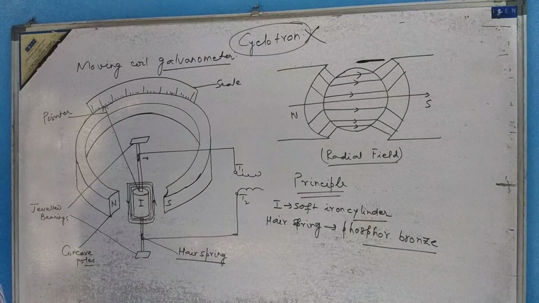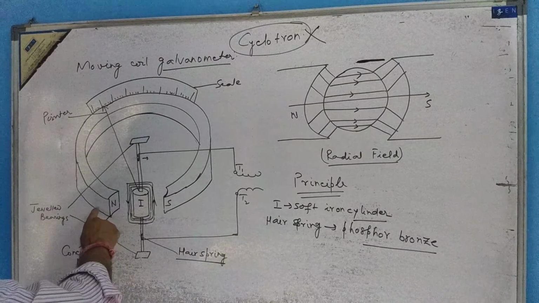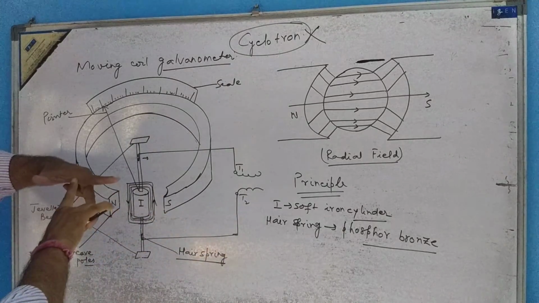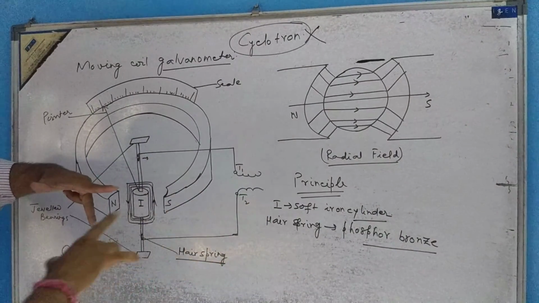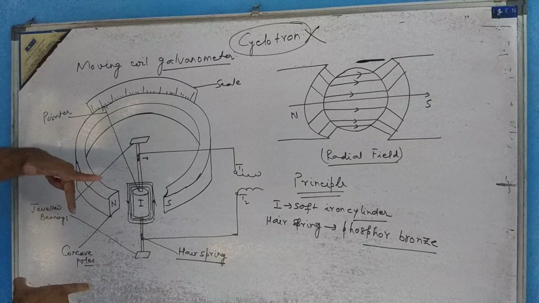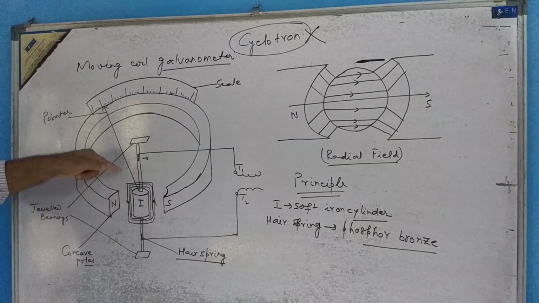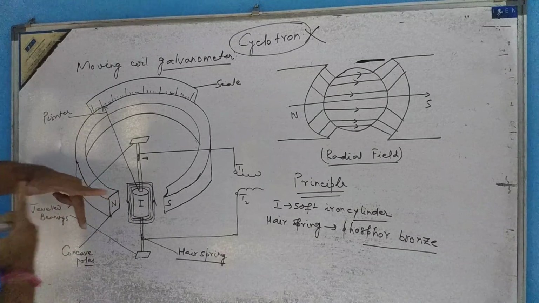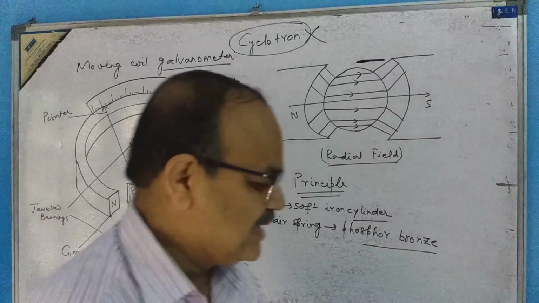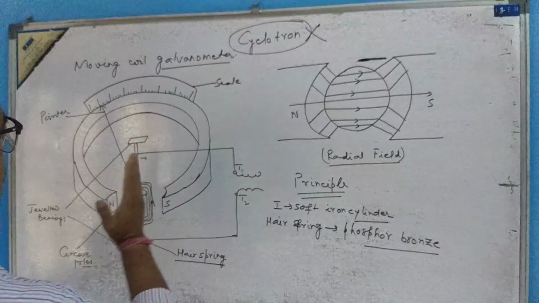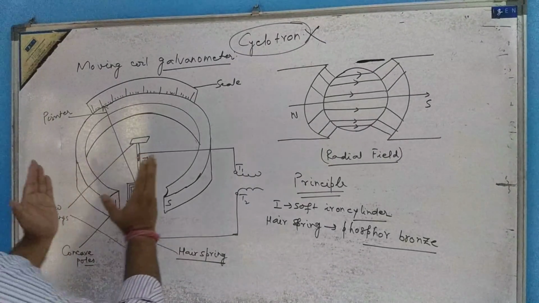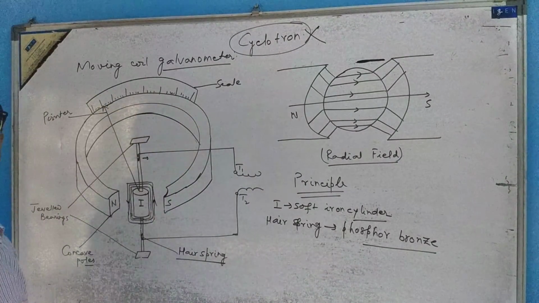Then what will happen? We have already seen, according to Fleming's left-hand rule, the magnetic field is from north to south in this direction. The current is in the downward direction, so the left vertical end of the coil is moved towards us. That means the coil will have a rotational effect like this. And as the coil rotates, the pointer will move on the scale.